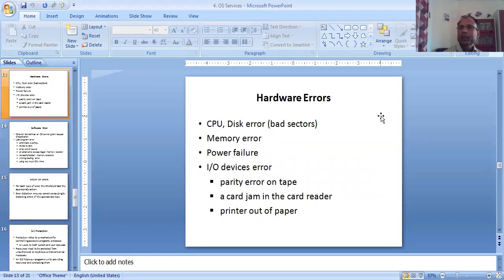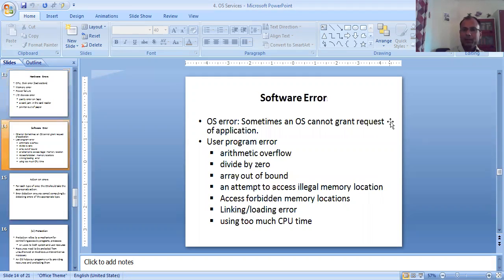Input output device errors, for example, parity error on tape, card jam in the card reader, printer out of paper. If no paper is there, who is going to show that no paper is there? It will be because of the operating system. So they can be the hardware errors. Software errors can be of different types.